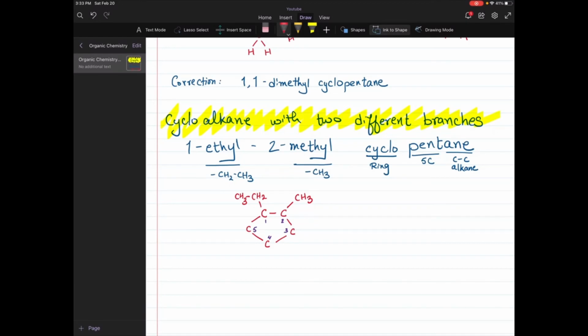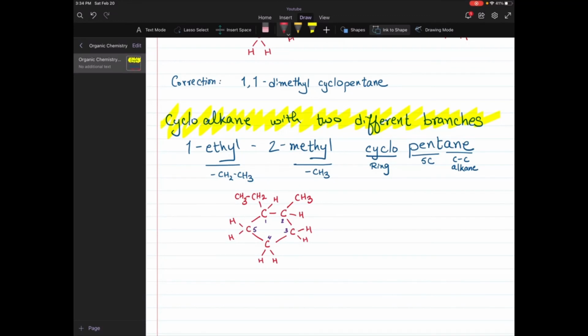Now we have to saturate the molecule with hydrogens so that every carbon has 4 linkages. Carbon 1 has 3 linkages, so I'm going to add another one, which is a hydrogen. Carbon 2 has 3 linkages, add another one. Carbon 3 has 2 linkages, so add 2 more. Carbon 4 has 2 linkages, add 2 more. And carbon 5 has 2 linkages, so add 2 more. So now we have the diagram.